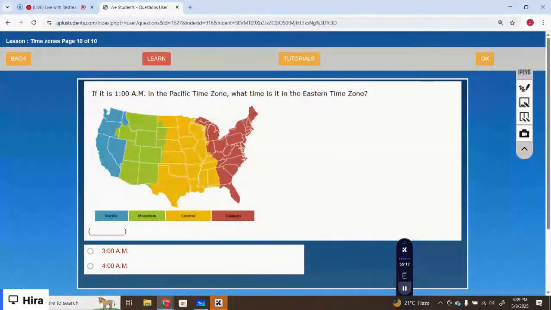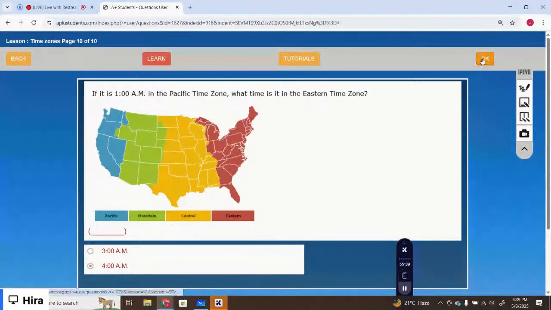If it is 1 a.m. in the Pacific time zone, what time is it in the Eastern time zone? So which is the correct option? In the Pacific, it's 1. So you have to go to Eastern. So you need to add 3. 1 plus 3 makes 4 a.m. The correct option is 4.